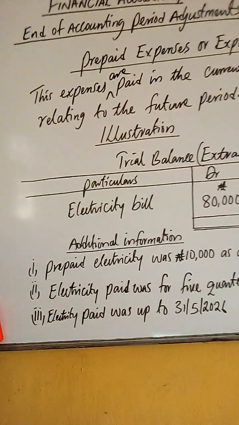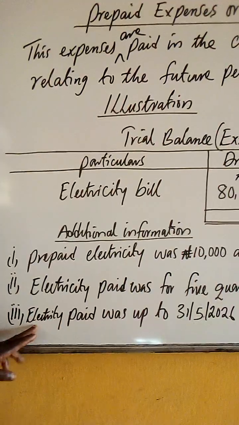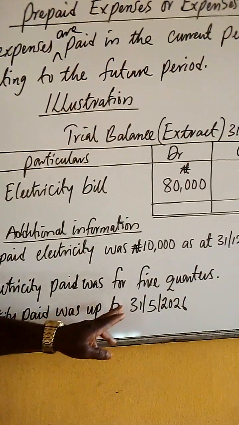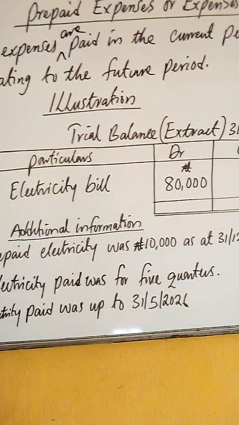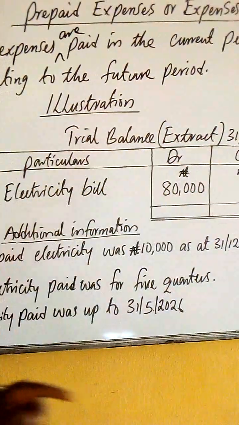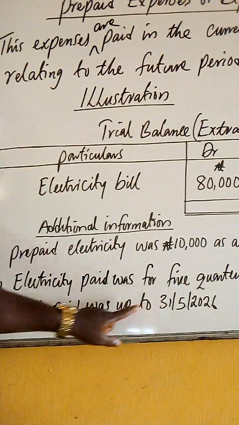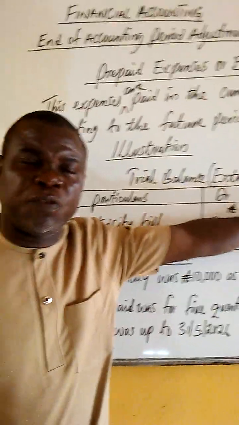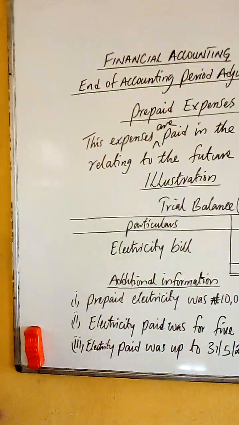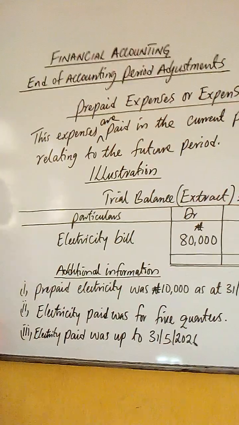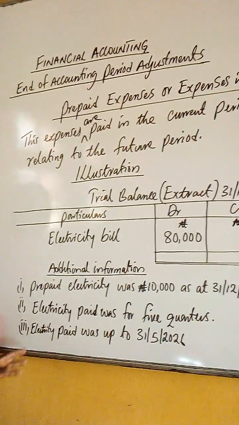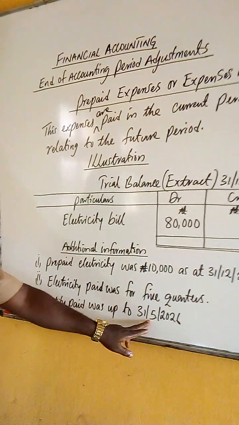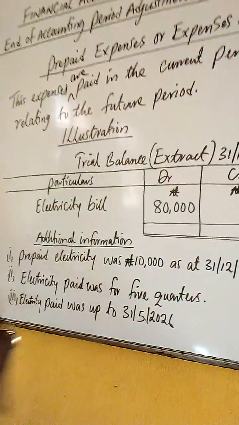Let's look at the third scenario. Here we are saying that electricity paid was up to 31st of May 2026. The current year is 2025, but they are telling us that the electricity was paid up to 31st of May 2026. It is more than 2025. That is in another year. First you understand that a year, which is the matching concept, is 12 months. So if it is paid up to another year, which is 2026, up to 5 months, it's simple arithmetic.